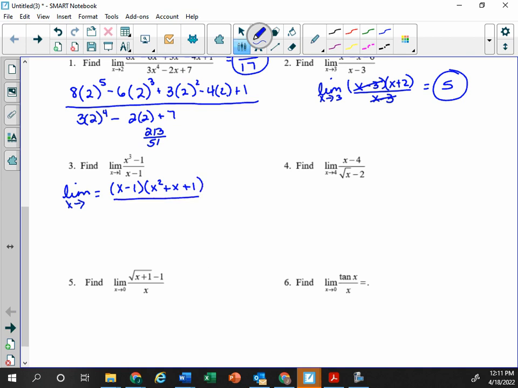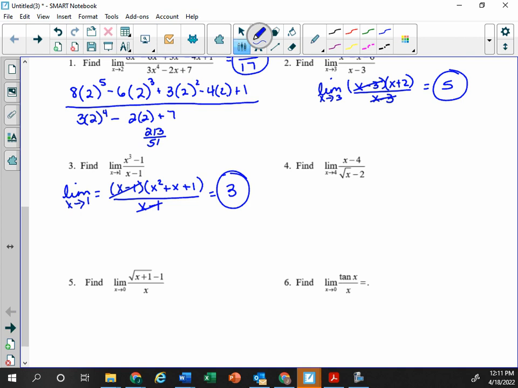Good. Okay, so cancel out your x minus 1s. Can you plug 1 into what's left? And what do we get? 3. Good job. Okay. Not bad, now that you know how to factor by cubes, right? Some are difference of cubes.